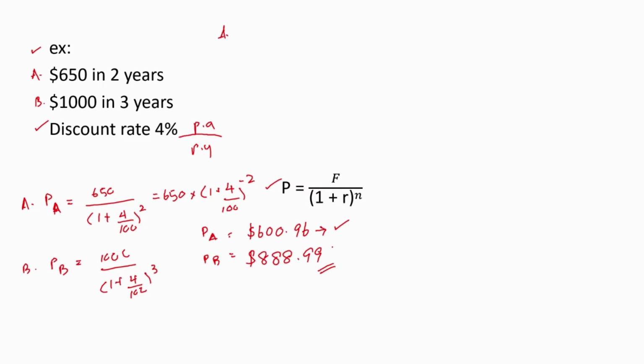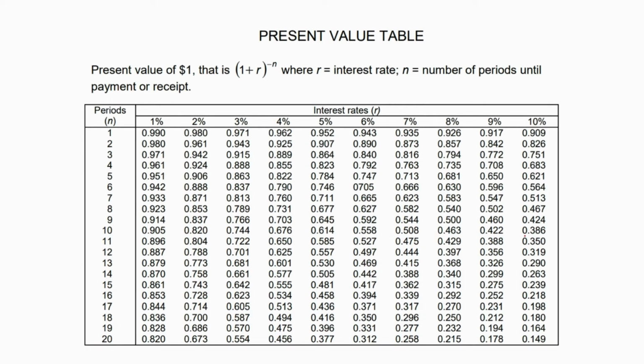Now let's discuss the discounting factor table, or this is also called the present value table. Here is the present value table. Look at the description here. Present value of $1 is (1 plus r) to the power of minus n. We know this. This is the discount factor, where r is the interest rate and n equals the number of periods until payment or receipt.